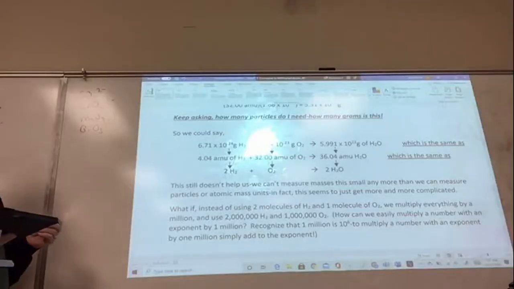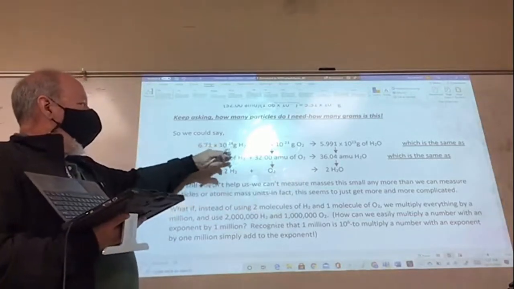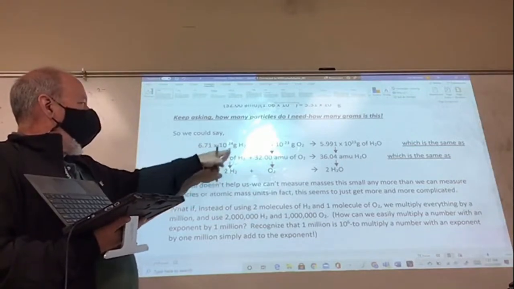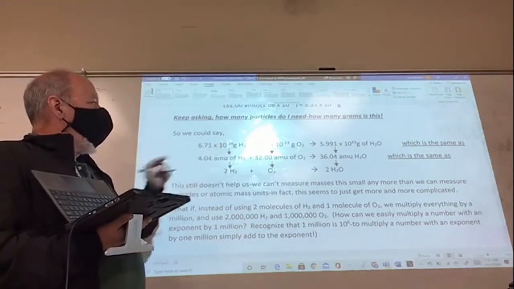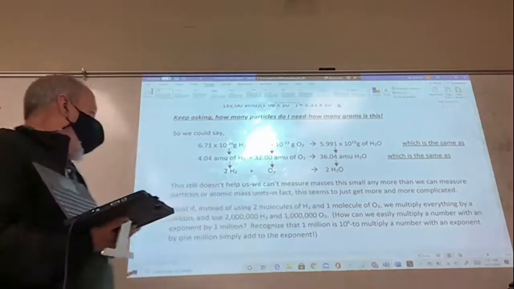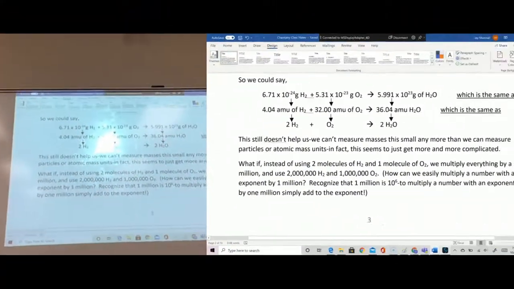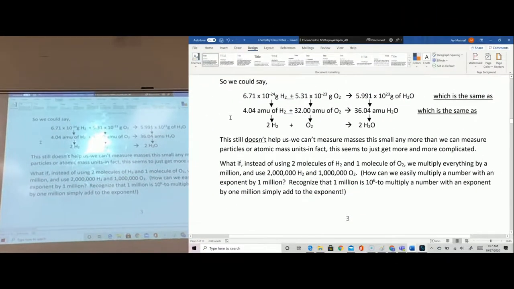Okay. So right now, though, we're still a little confused because I can turn particles into grams, but what I've done so far doesn't really help me. It just actually made it more complicated. Well, let's see if we can turn this into something that we can actually measure in the laboratory.